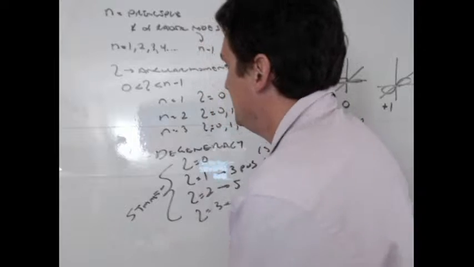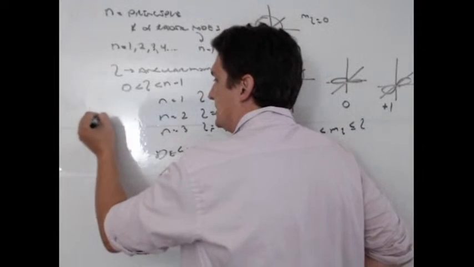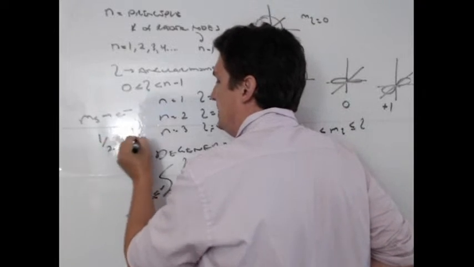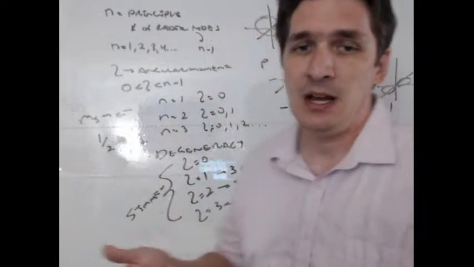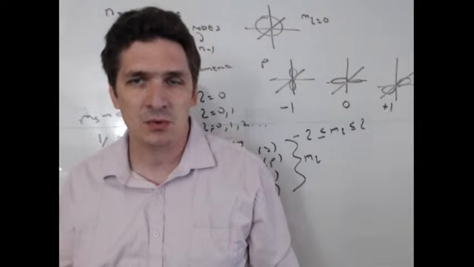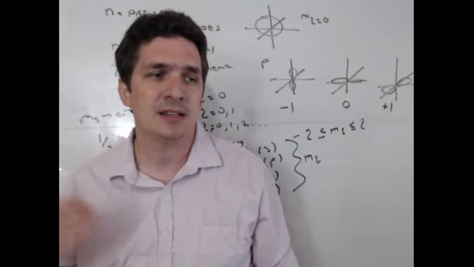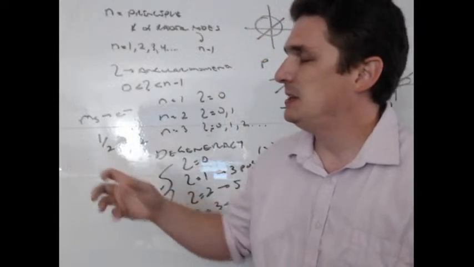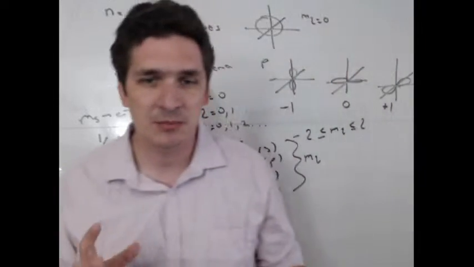The last one is M sub S. This is electron spin. This takes a value of 1/2 and negative 1/2. Spin up and spin down is the wrong way to think about it. Alpha spin and beta spin are the better way to think about it. But basically, spin just describes the angular momentum of the electron.